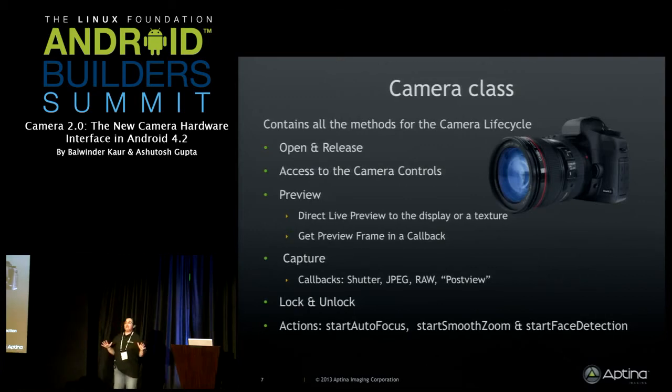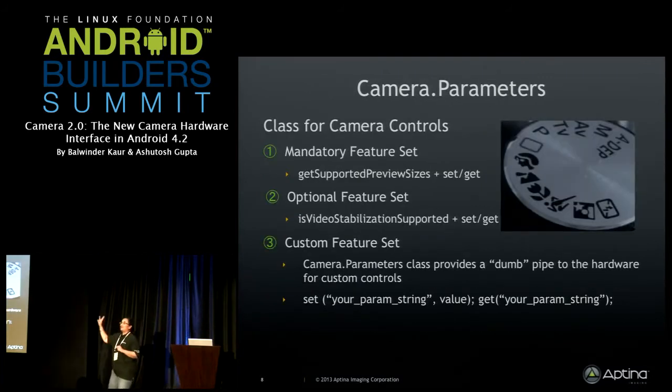The camera parameters class is a huge class with a lot of different API methods. So to help understand this, there are 3 categories of API most of the APIs will fall in. Some of them are the mandatory feature set, which are typically named like get supported preview sizes, get supported preview formats. They have the word supported. That means every camera on Android subsystem needs to provide certain mandatory features. There are gets and sets for those.